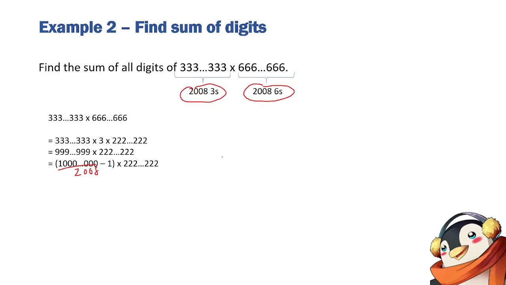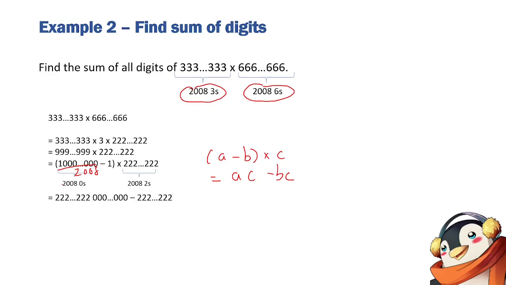Okay, this is just a math principle, right? It's just like a number minus a number, multiplied by c. What you do is ac minus bc, isn't it? So you know that this 2008 2's multiplied by this 2009 digit number here, you have how many zeros behind? 2008 zeros, right? 2008 2's here. So what you'll get is this number here, right?